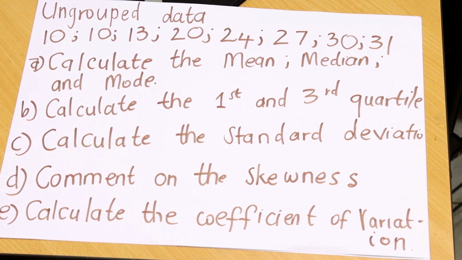The first question wants you to calculate the mean, median, and the mode. The second question, the first and the third quartile. Third question wants you to calculate the standard deviation. Fourth question wants you to comment on the skewness. And the last question wants the coefficient of variation.